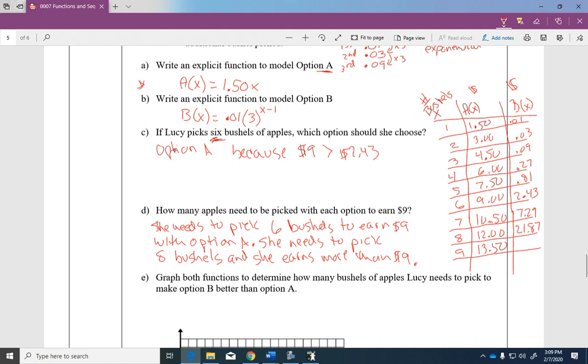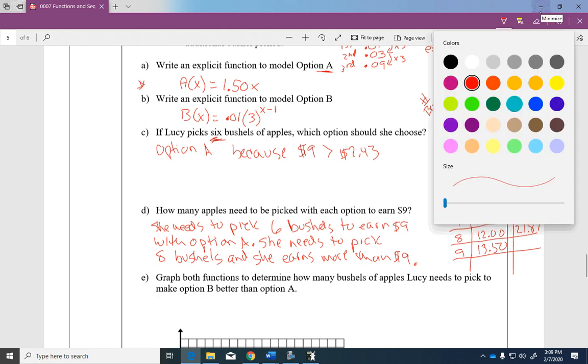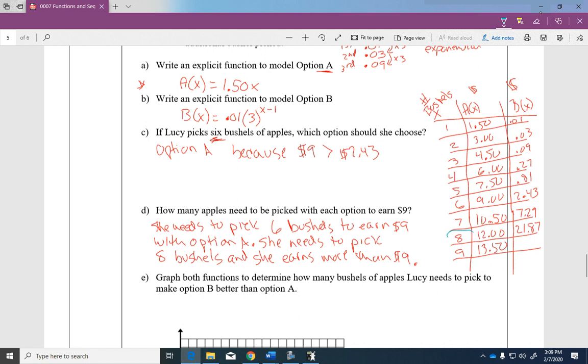So let's graph both functions to determine how many bushels of apples Lucy needs to pick to make option B better than option A. So without even graphing, I can see right here that option B is better than option A because $21.87 is way higher than $12.